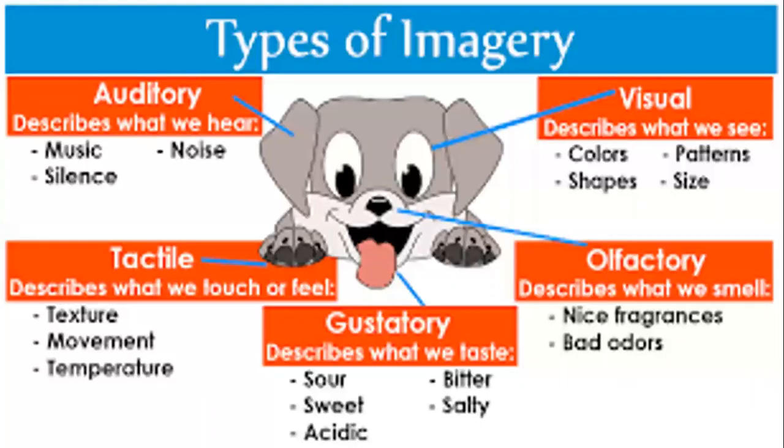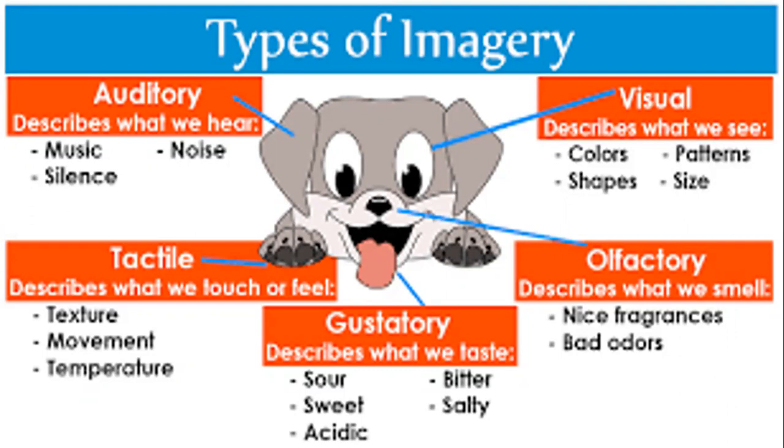When we talk about the types of imagery, as many senses as you have, that many types of imagery we have. First is auditory, which describes what we hear, maybe music, a silence, a noise. These are all examples of auditory. Visual means we are talking about what we can see in our imagination. It may be a color, pattern, shape, size, buildings, places, anything. Tactile describes what we touch or feel. It means we can feel the texture, the movement, the temperature.